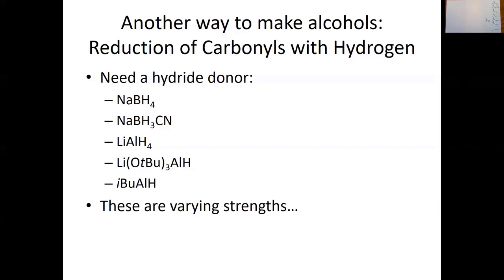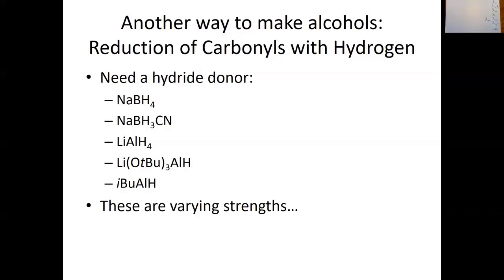One thing I want to point out about these reagents before we get into the specifics of them is some of them have boron and some of them have aluminum. Aluminum is more metallic than boron. Aluminum is less electronegative than boron. So because of that, the aluminum-containing hydride donors are more reactive than the boron-containing hydride donors. So aluminum ones, stronger reducing agents, borons, weaker reducing agents. But there's still a spectrum among them.